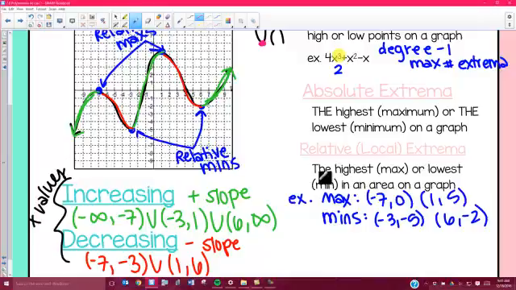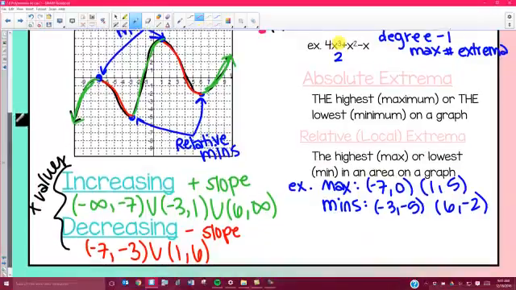So we're just listing out the intervals where my graph would have a positive slope, where it's going up, or where it has a negative slope, where it's going down. And then I'm just telling myself, where are those x values? I don't actually care what the y values are. I just want to know, where are those x values on that interval?